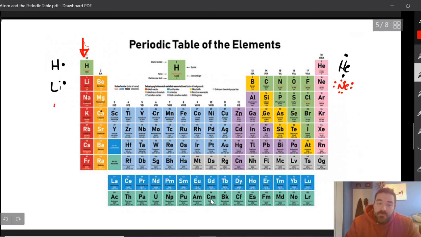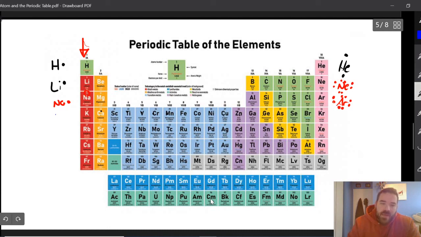Sodium has a new shell. 1, 2, 3. This is the third orbit, and sodium is atom number 11. There's 2 electrons on its first orbit, 8 electrons on its second, which means we only have 1 on its third. Argon has 8 electrons on its outer shell, so we're going to draw 8 valence electrons. It has more than 8 electrons in total, but it only has 8 valence electrons.